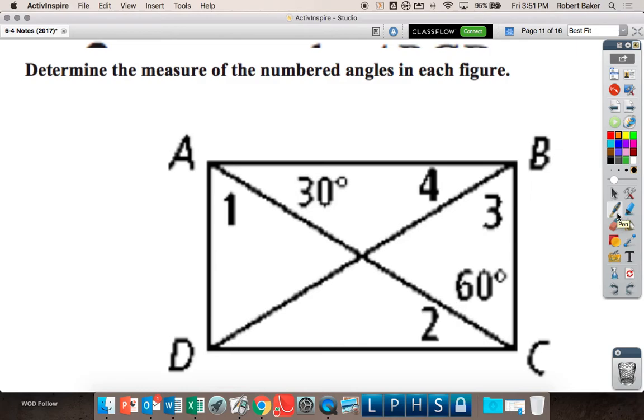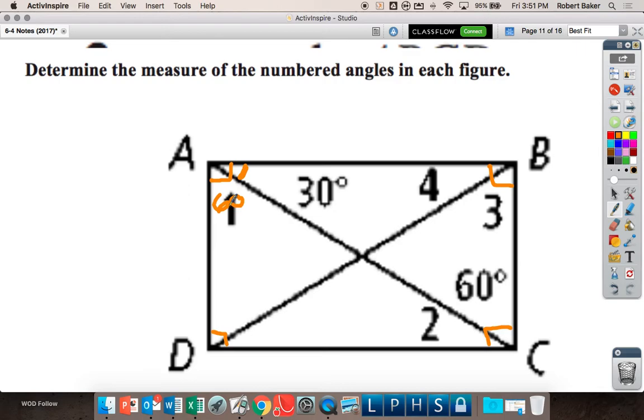If you know it's a rectangle, what's the first thing you should mark? The angles. How big are each angle? 90 degrees. 90, 90, 90, and 90. So if this whole angle is 90 degrees and 30 degrees over here already, how big is angle 1? 60 degrees, because 60 plus 30 is 90.